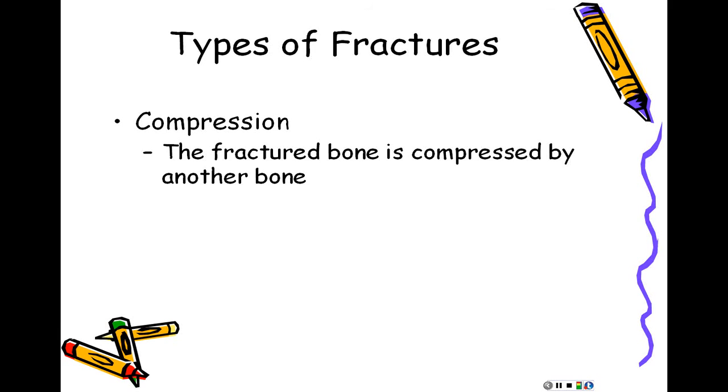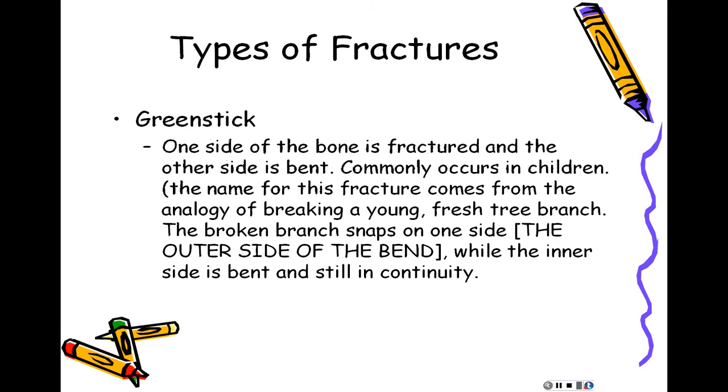With a compression fracture, this is when the fractured bone is compressed by another bone. And we also have a Greenstick fracture. This is when one side of the bone is fractured and the other side is bent. It commonly occurs in children. The name of this fracture comes from the analogy of breaking a young, fresh tree branch.